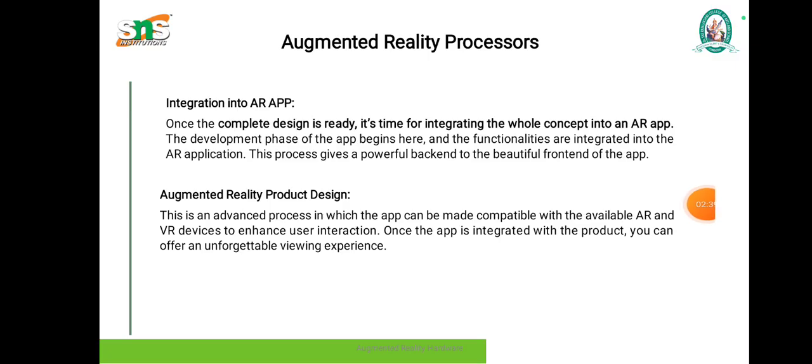And then the third step is integration into the AR. Once the complete design is ready, it's time to integrate the whole concept into the AR application. The development phase of the application begins here, and the functionalities are integrated into the AR application. Finally, once the advanced process is ready, the application can be made compatible with the available AR and VR devices. Once the app is integrated with the product, you can offer an unforgettable viewing experience in AR. So these are the four main processor steps in AR.